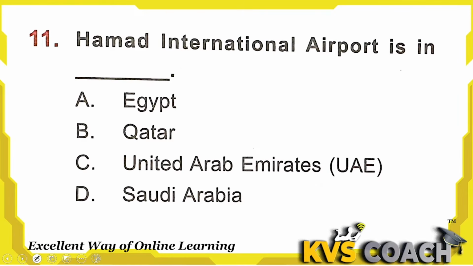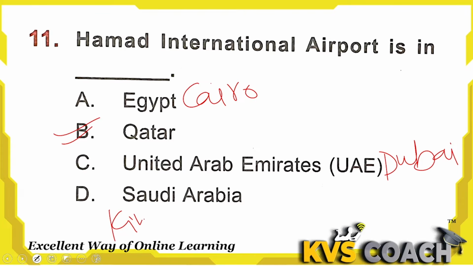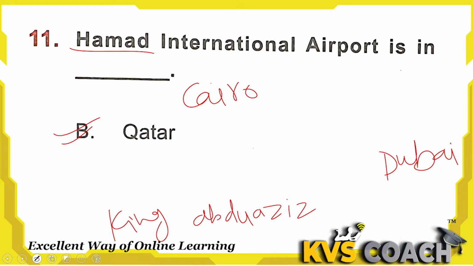Next is Hamad International Airport is in, that is in Qatar. Option B is the right answer here. In Egypt, the international airport is known as Cairo International Airport. United Arab Emirates, UAE, here the most famous international airport is Dubai International Airport. In Saudi Arabia, the most famous international airport is King Abdulaziz International Airport. But Hamad is Qatar, the right answer.